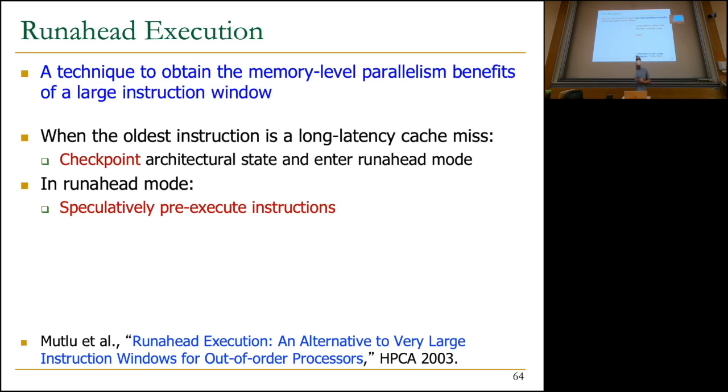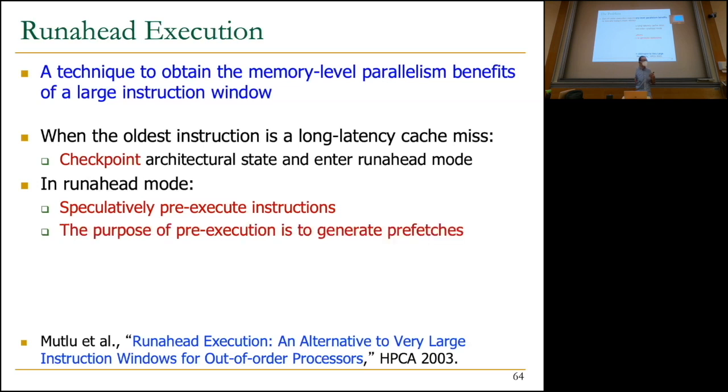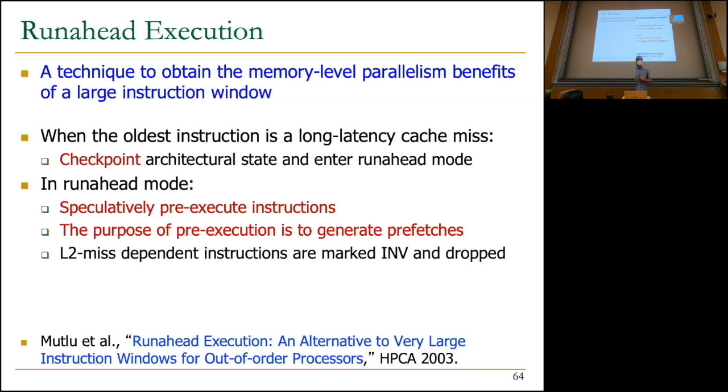It keeps executing the instructions just as it would, except the purpose is to generate prefetches, and it ignores data that it doesn't have available. Meaning, if an instruction missed in the cache, too bad. That data is not available. I'm going to forget it, and I'm going to forget everything that's dependent on it. My purpose in this mode is to execute instructions that are independent, and hopefully some of them will generate cache misses. I'm going to start the execution of those cache misses so that they can be serviced in parallel with the cache miss that caused the processor's entry into that mode.